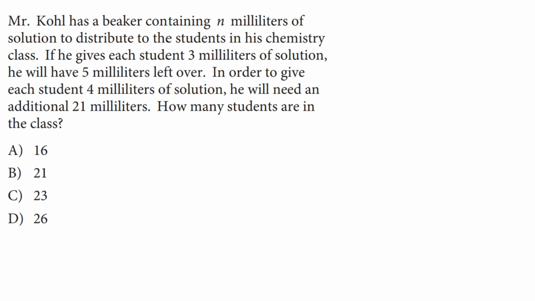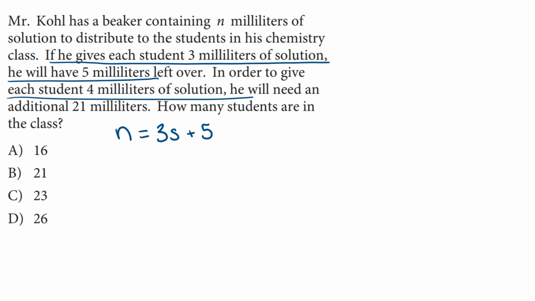All right, so this is going to be a system of equations. So let's start with this first sentence that talks about how much he has. If he gives each student 3 milliliters of solution, he will have 5 milliliters left over. So that means that the total number of milliliters N is going to be 3 milliliters per student plus the 5 that are left over. He then says, in order to give each student 4 milliliters, he will need an additional 21 milliliters of solution. So that means that N plus 21 lets him give each student 4 milliliters of solution.